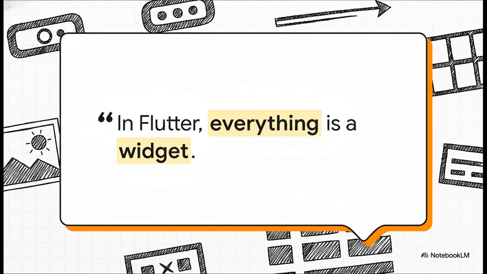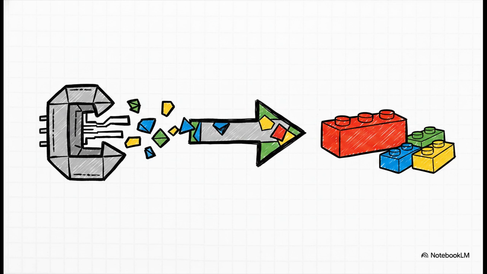This is it. This is the golden rule. A button is a widget. A piece of text is a widget. An image, the layout, the padding, every single thing you see on the screen is a widget. Now, the word widget can sound a little technical or dry, so just for a second, forget that word. Instead, think of Lego bricks. Honestly, it's the absolute best way to picture how a Flutter app gets put together.